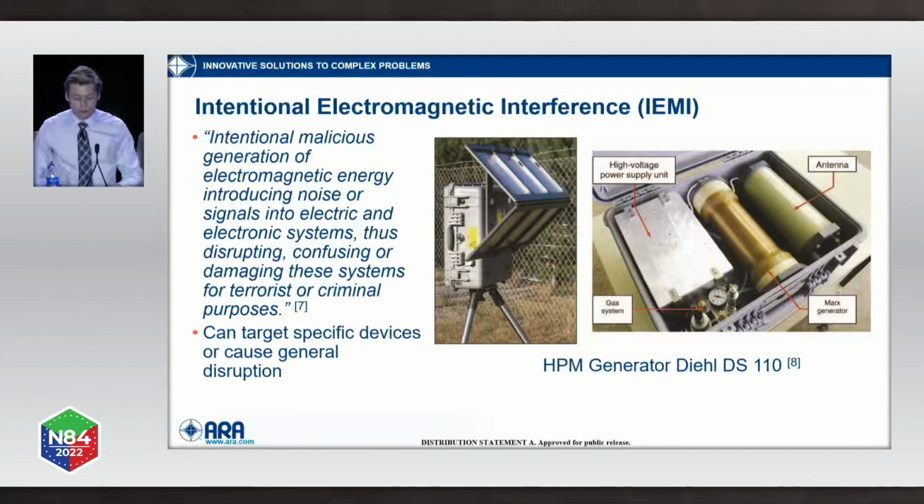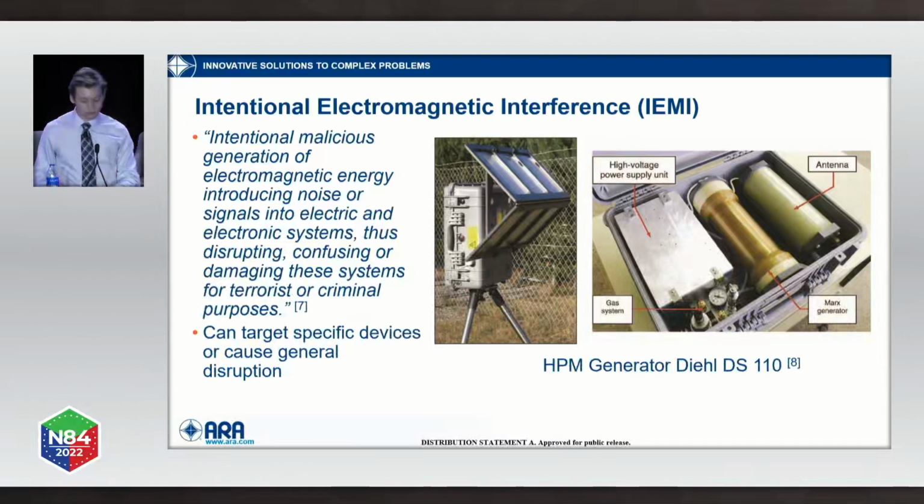IEMI comes in a variety of forms, and really any type of electromagnetic radiation that is intended to interfere with or damage electronic equipment can be considered IEMI. Some of the devices are built to target specific equipment. Say somebody knows about a particular make and model of a piece of vital equipment you use, they can make an IEMI device to target that particular piece of equipment. But a lot of times people build these devices just to jam the airwaves and take out anything that is trying to receive a signal.